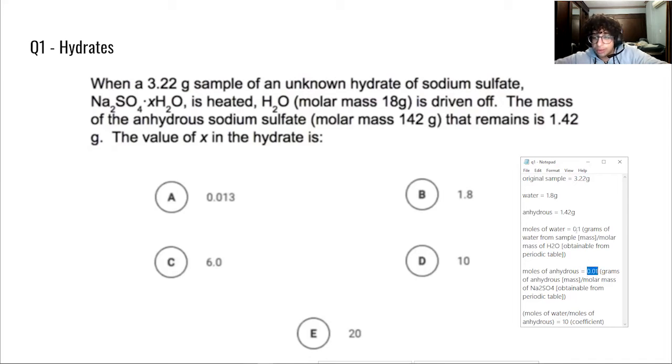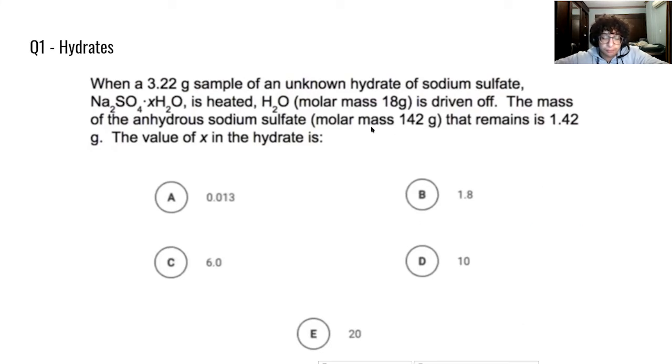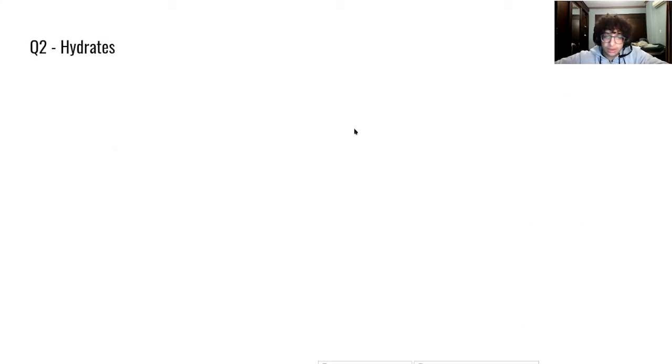And so it's 0.1 over 0.01, and that gives us 10, which is the coefficient or the prefix, and it is D. The answer is D. That's question 1. Question 2, which also covers hydrates.